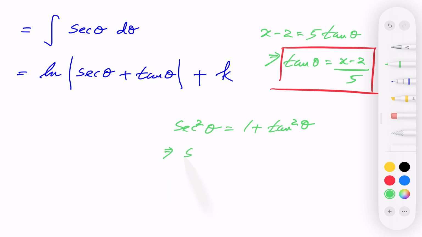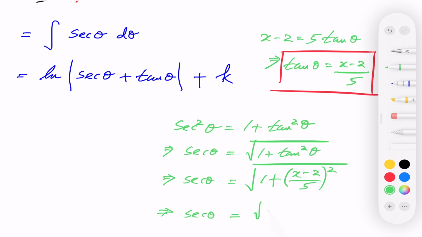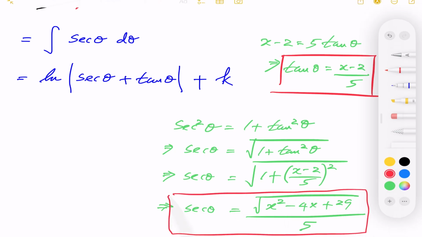From that, we can find that secant theta is equal to the square root of 1 plus tangent squared theta. Here, tangent theta was shown to be equal to x minus 2 over 5, all of that squared. Once you simplify this, we get secant theta being equal to the square root of x squared minus 4x plus 29, all of that divided by 5. Now we have both secant theta and tangent theta in terms of the original variable x.